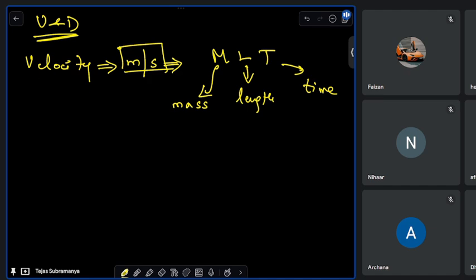Meter is always there to represent some sort of length. Okay. In this unit, meter has no power. No power meaning by default it is 1. So therefore, I write that 1 on the length part.